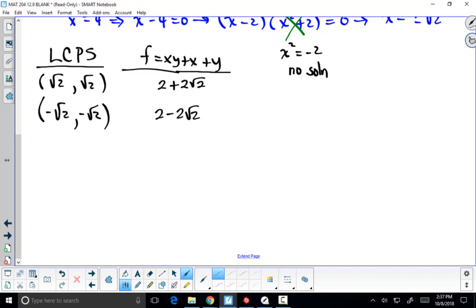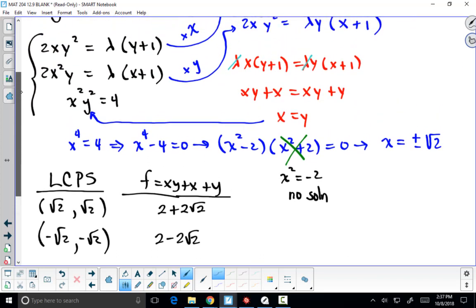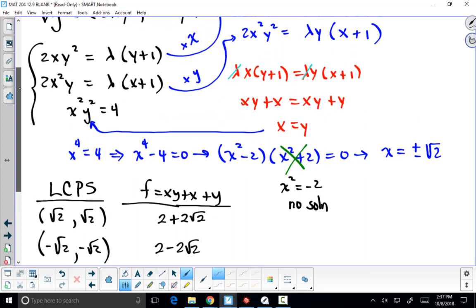And what are we even trying to do here? Find the max and min! Oh, I forgot about that. Find the max and min. So we get those 2 values.